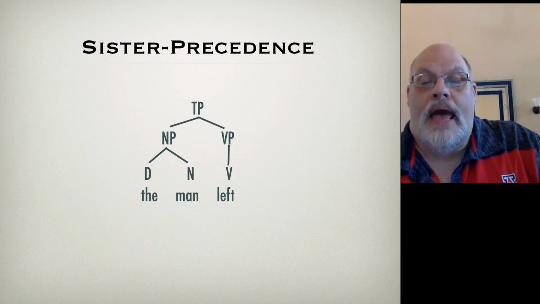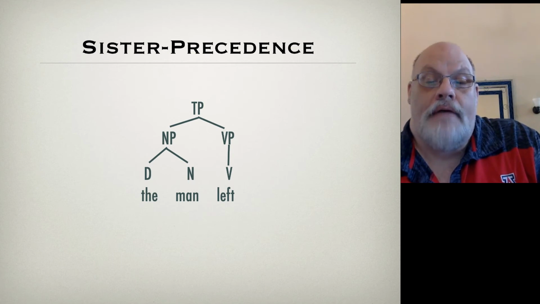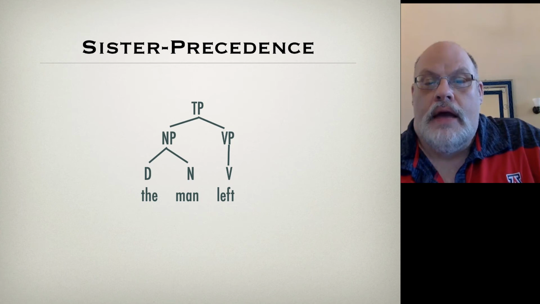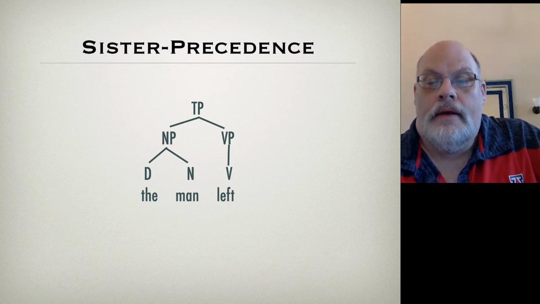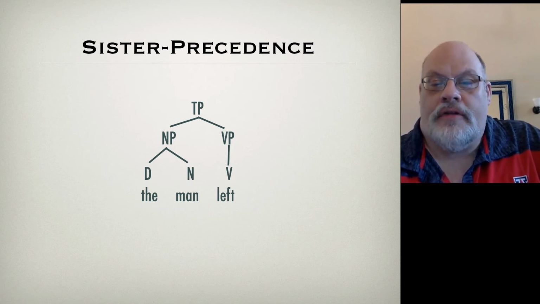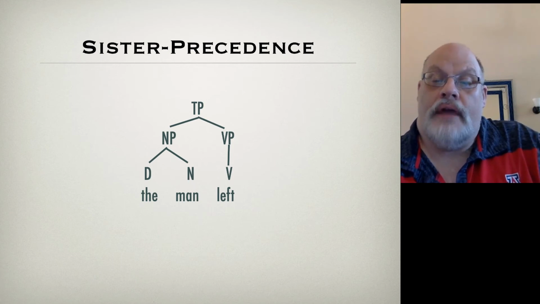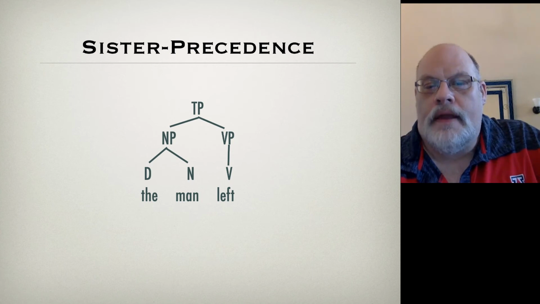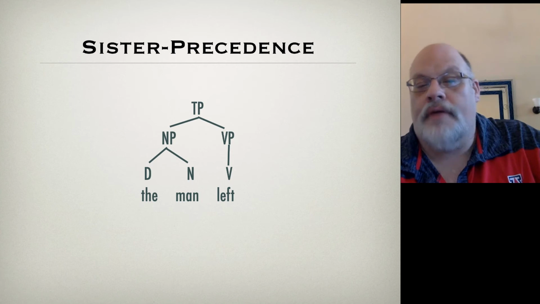We know that man precedes the verb left because its mother, the NP, sister precedes the VP. So also, the noun is not in a domination relationship with the verb, and the verb is not in a domination relationship with the noun. So that meets both conditions of precedence. The noun has a mother that sister precedes the mother of left.